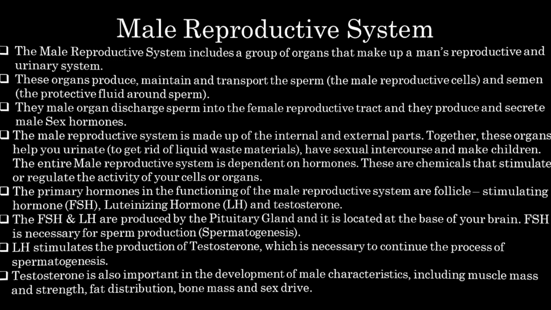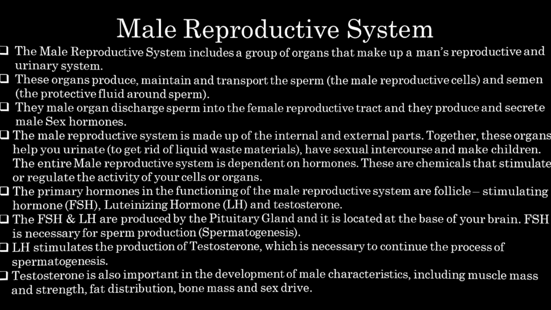The primary hormones in the functioning of the male reproductive system are follicle stimulating hormone, which is FSH, and then the second one is luteinizing hormone, which is LH, and then testosterone. FSH and LH are produced by the pituitary gland, which is located at the base of the brain.